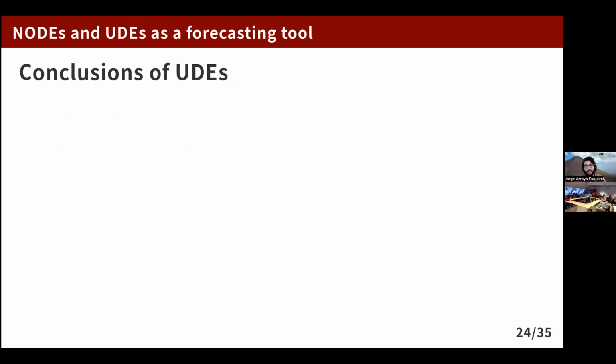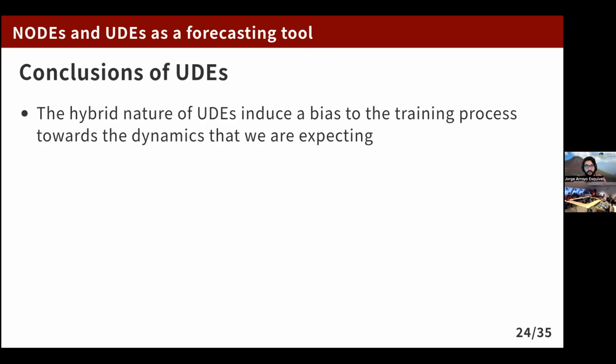And for UDEs, the story is a little more unfinished. What we have is that this hybrid nature, when we're trying to train the neural network, is inducing some sort of bias towards the dynamics. Just to remind you, we were using the shared common mortality as our known dynamics. After doing all of this training, we saw that all of the populations were predicted to exponentially decline. That's suggesting that this bias was a little too strong.